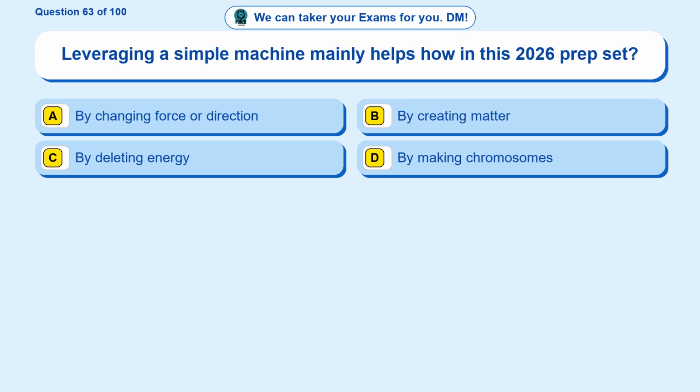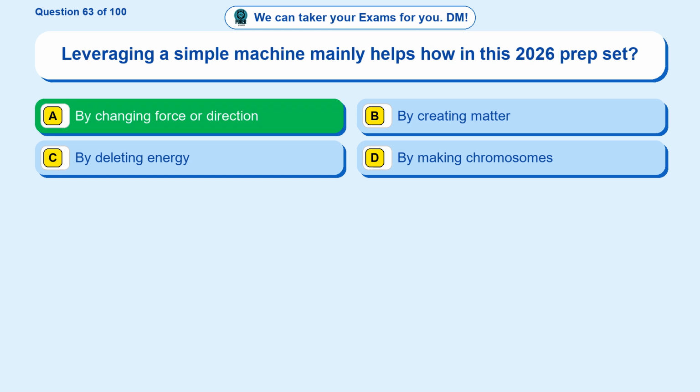Question 63. Leveraging a simple machine mainly helps how in this 2026 prep set? Option A, by changing force or direction. Option B, by creating matter. Option C, by deleting energy. Option D, by making chromosomes. The correct answer is option A, by changing force or direction.